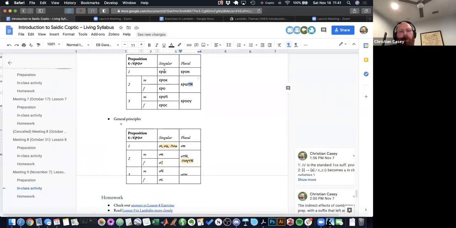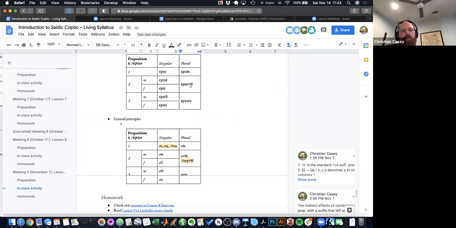prepositions too. So we get eroi is to me, perfectly consistent, even keeps the e sound, the very old first common singular pronoun ending. Erok, perfectly consistent, just like we expect with the second person singular masculine. Ero, perfectly consistent. And then eroden, we get this long O vowel.